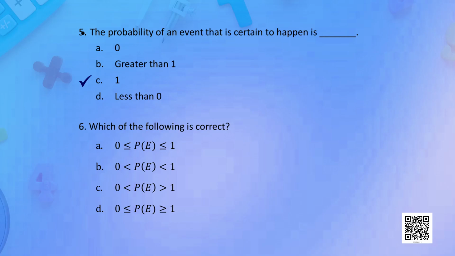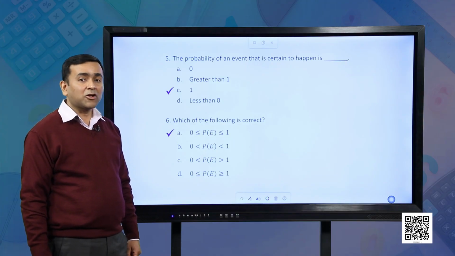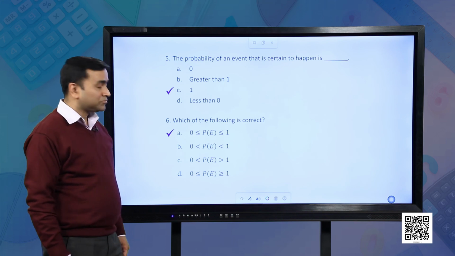Next question. Which of the following is correct? Here we are given 4 options and we need to find the probability of an event. We know that it lies between 0 and 1. So, our correct option is option A.